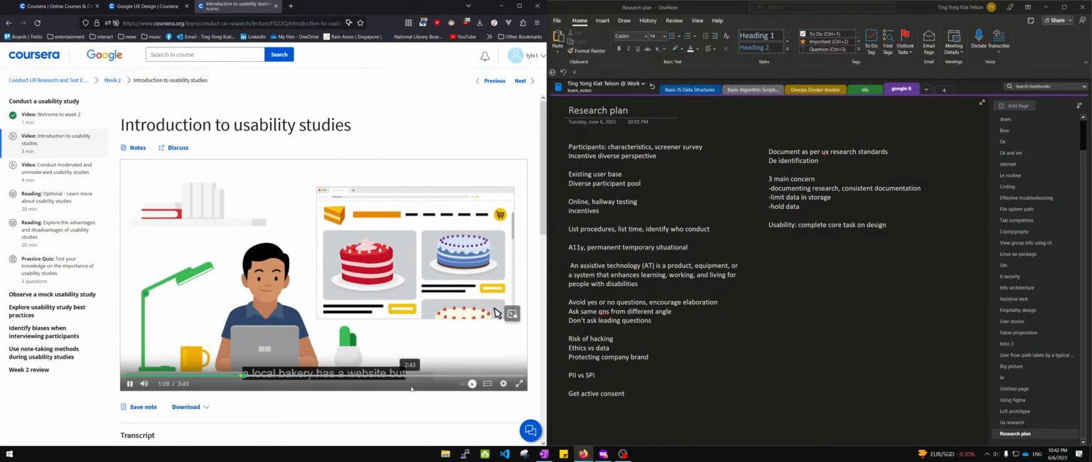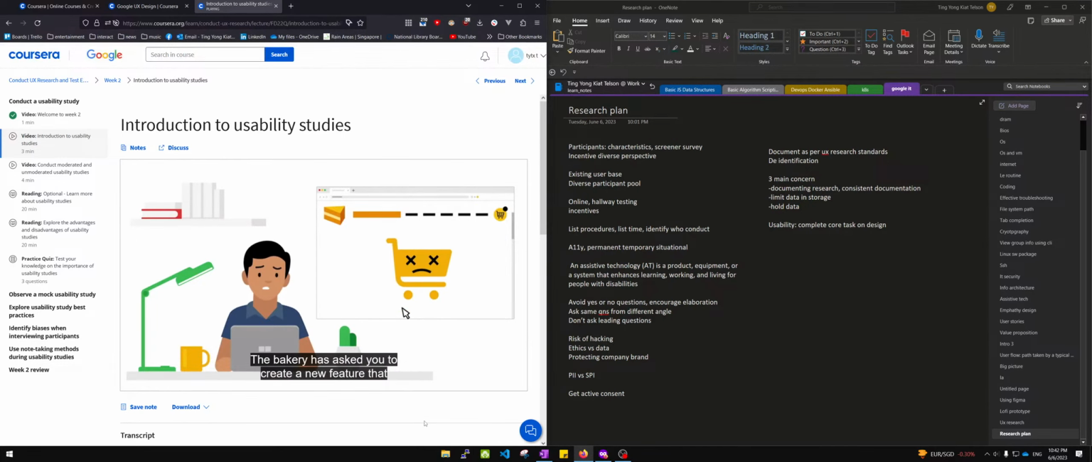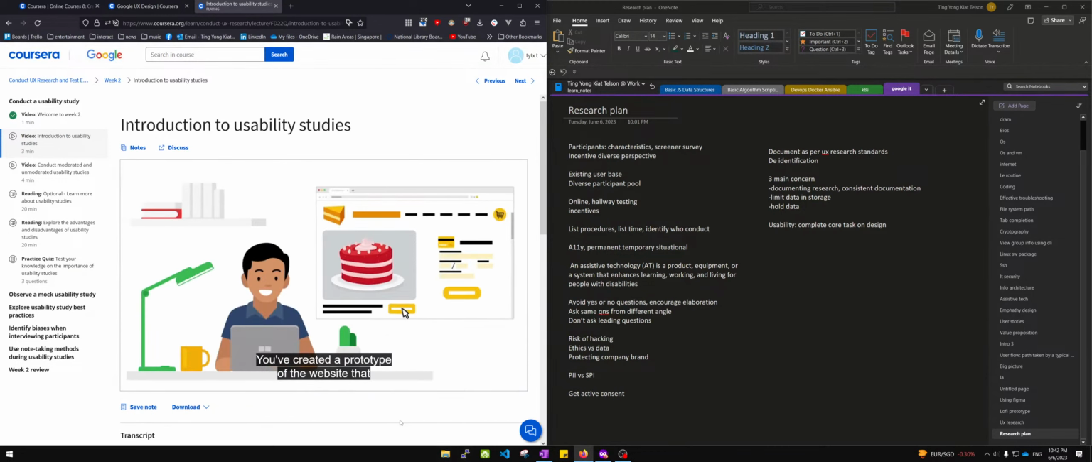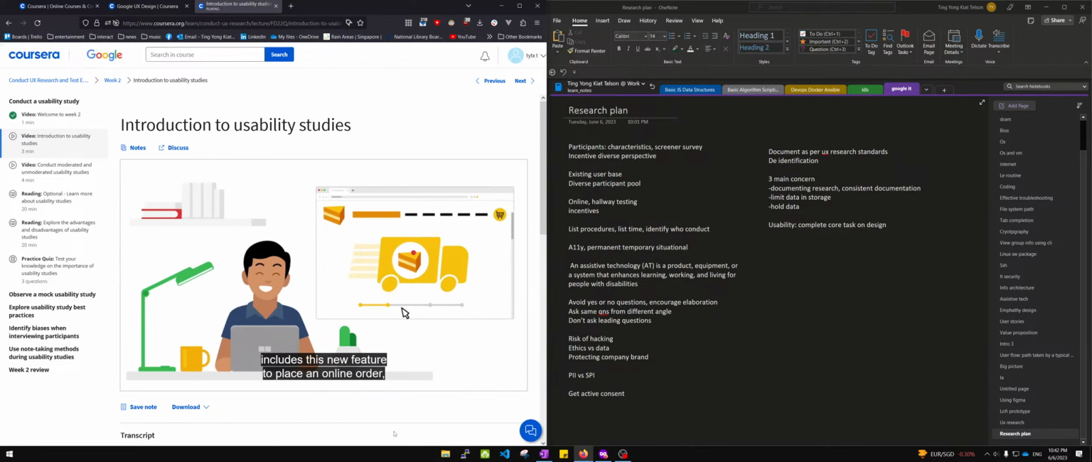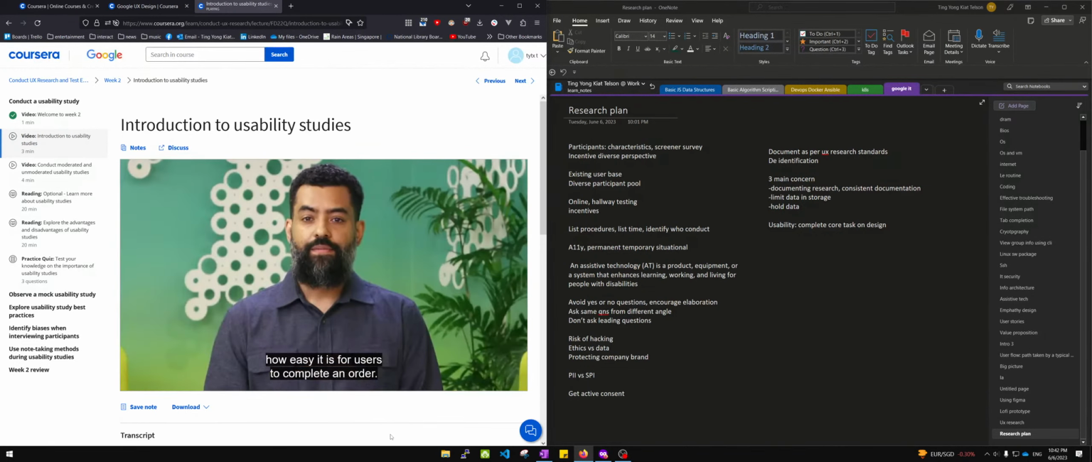Imagine this scenario. A local bakery has a website, but customers can't place their orders online. The bakery has asked you to create a new feature that will allow customers to order on their website. You've created a prototype of the website that includes this new feature to place an online order. You decide to conduct a usability study to understand how easy it is for users to complete an order. As part of the study, participants navigate the prototype from the landing page to checkout, acting as if they're real customers. As a researcher, you collect feedback as you watch the users interact with the prototype.